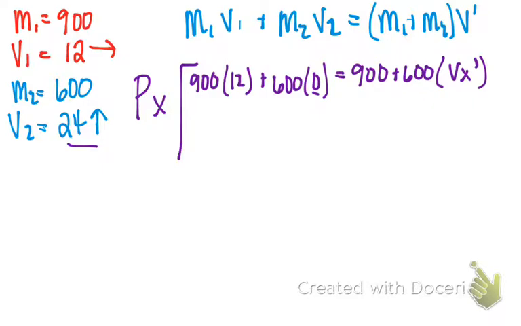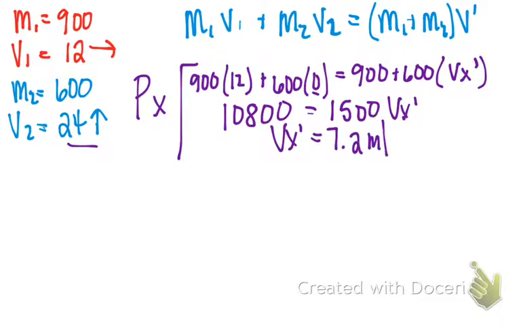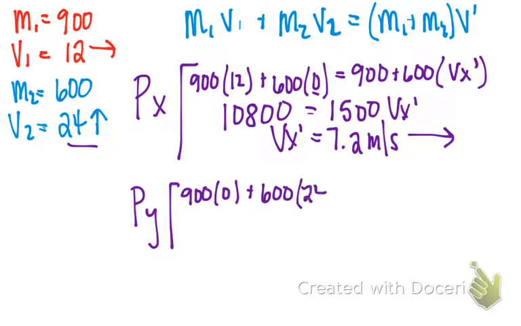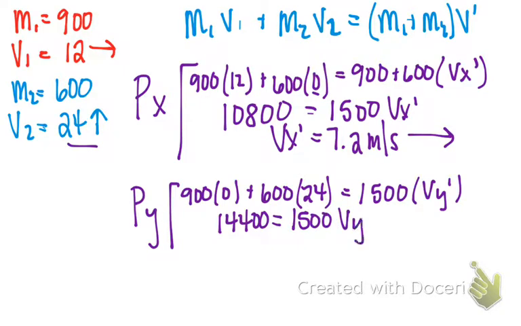So on the left side of our equation we've got 900 times 12 plus 0 equals 1500 times v sub x prime, which means vx prime is equal to 7.2 meters per second. And it's positive, so we know that it's traveling east. Let's look at momentum now in the y direction. Our first object has no velocity in the y direction. Our second object has all 24 meters per second in the y direction. And we're going to solve for v sub y prime, which gives us a v sub y prime equal to 9.6 meters per second up, or in the positive y direction, which is north.